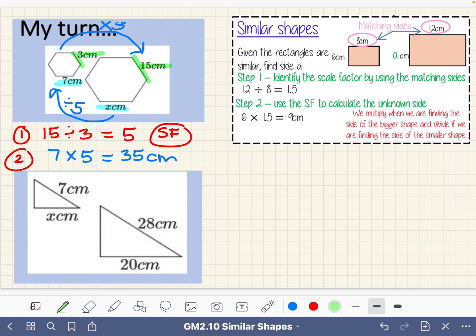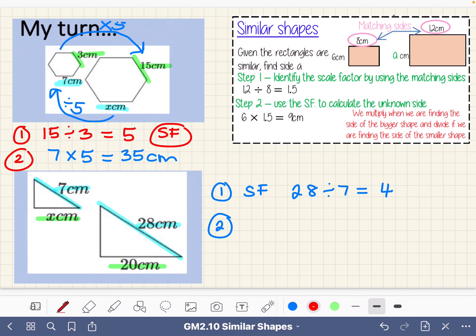So matching sides to begin with, we've got a 7 and a 28 for our matching sides. So for step 1, to find our scale factor, we take the 28, we divide it by 7, gives us a scale factor of 4. Step 2, we look to see what we do with that 4. Now on our work here, we've got X there and 20 there.